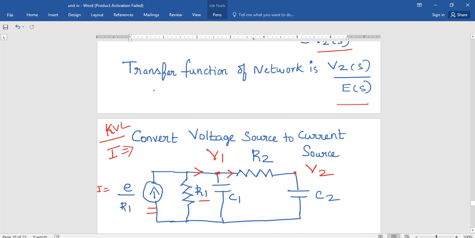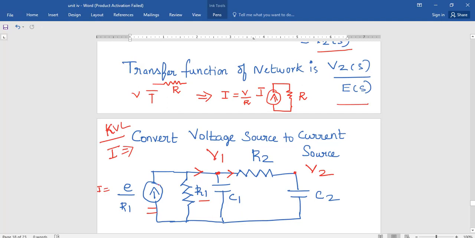We know that in a voltage source, the internal resistance will be in series. This can be converted into a current source by I is equal to V by R, and this resistor is represented in parallel. Now this is your equivalent current source for your voltage source.